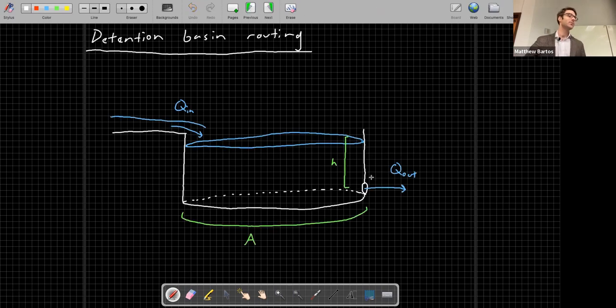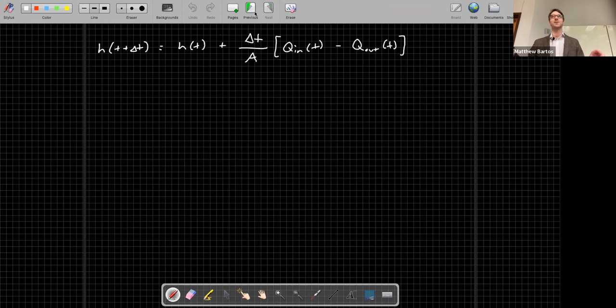So we have that the outflow is being generated by an orifice. Can we come up with an expression for the outflow from the pond? Does anyone remember the orifice equation? Anyone want to take a guess at the orifice equation? There's no shame in not getting it right. So yes.